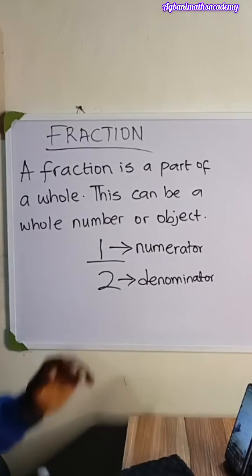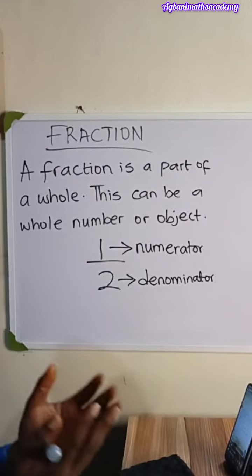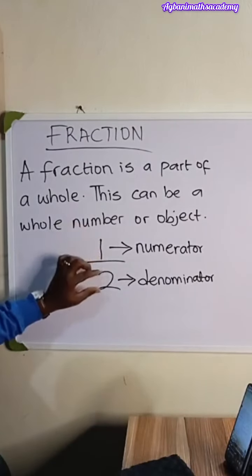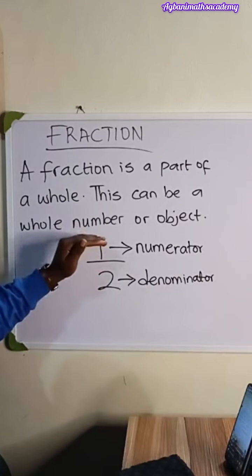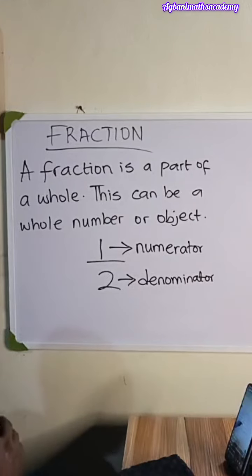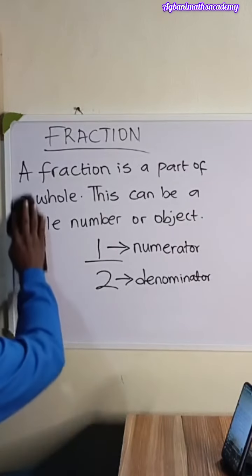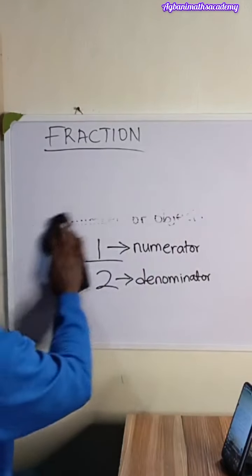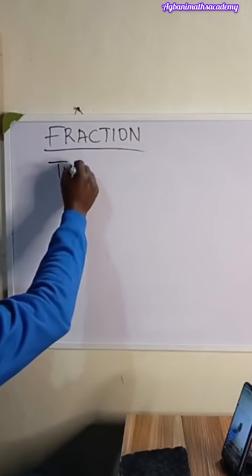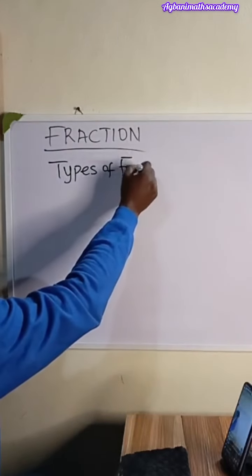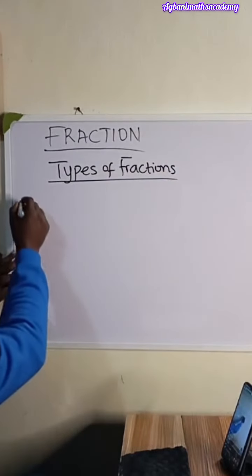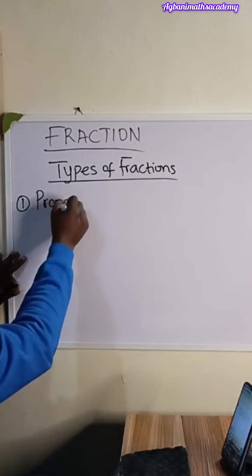So we've seen that a fraction is a part of a whole number or a whole object. We've also seen that a fraction consists of two parts, the number at the top and the number at the bottom. The number at the top is called the numerator, the number at the bottom is called the denominator. So next, let's look at the types of fractions. The first type of fraction is proper fraction.